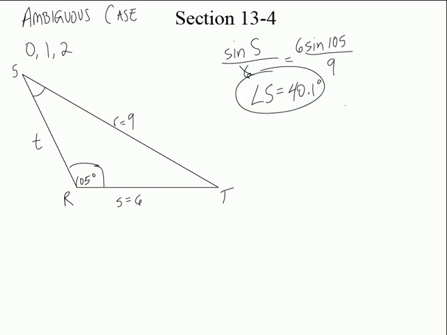Okay, now we have that. I'm going to actually write that in the triangle so we see it. I'm going to write it in a different color. I'll put a little arrow there because it's a little small. So it's 40.1 degrees. Now we can find this angle T very easily without even going through any law of sines.